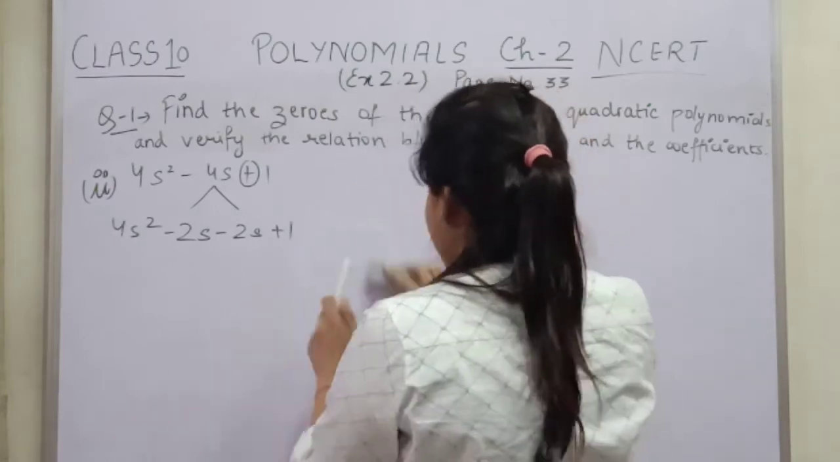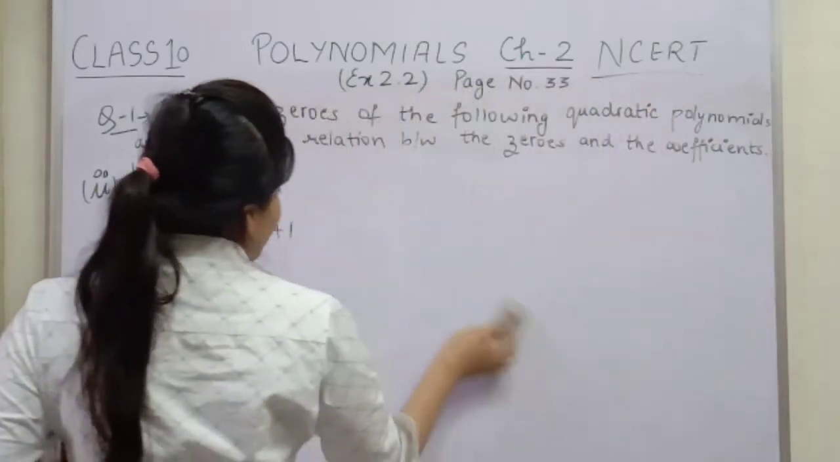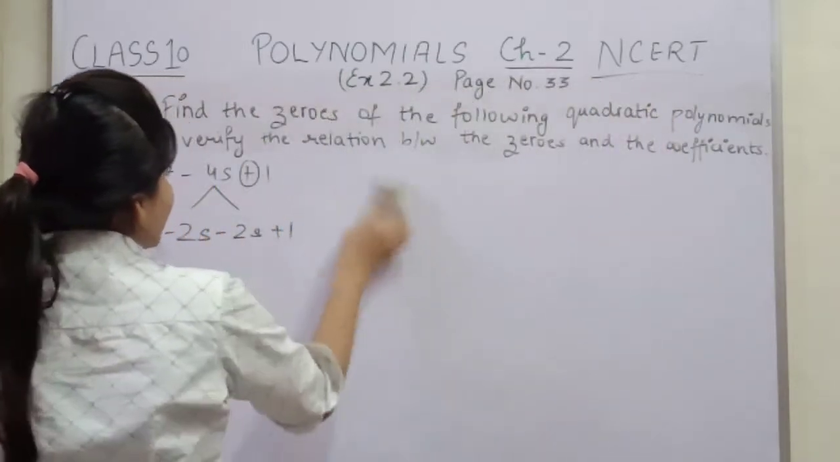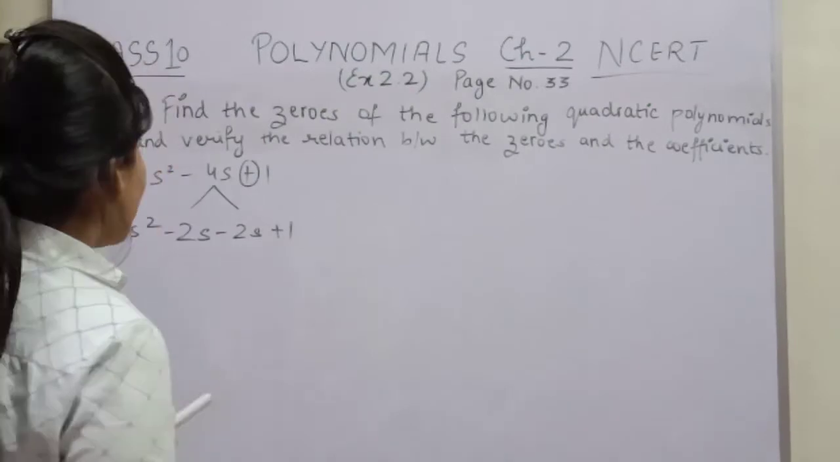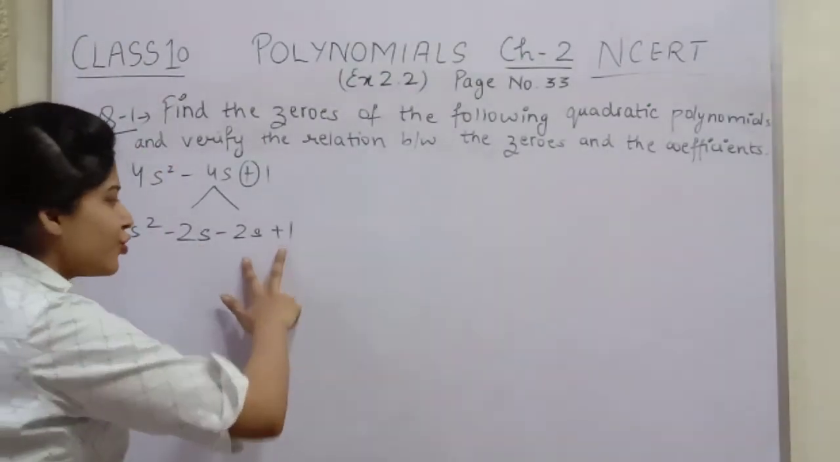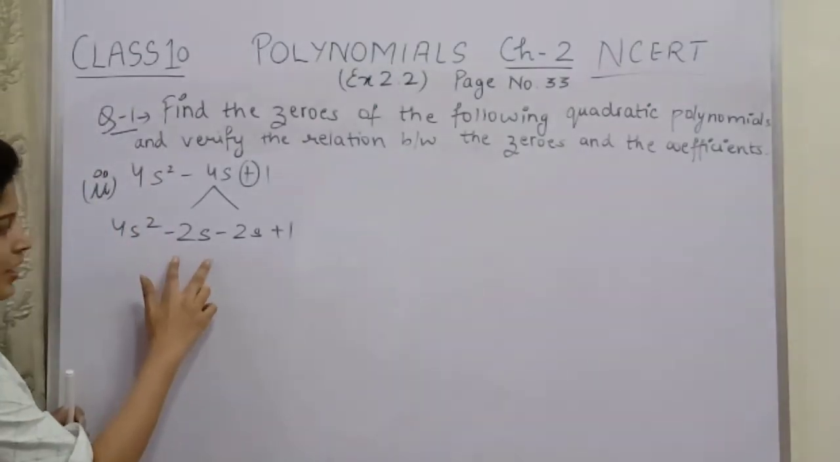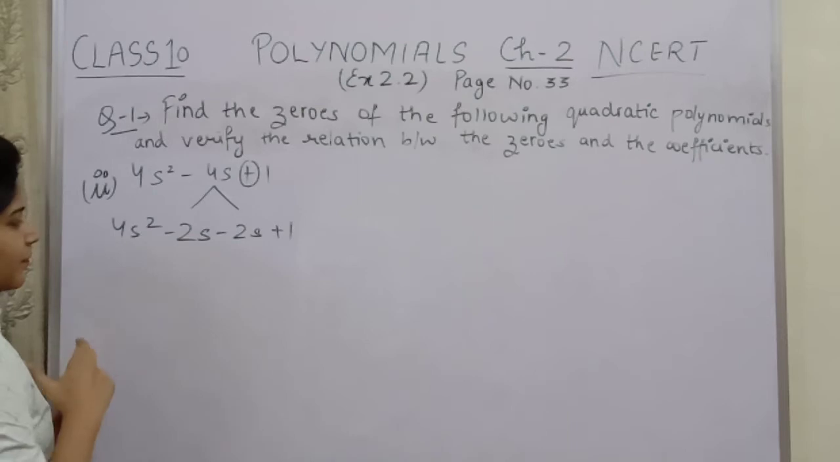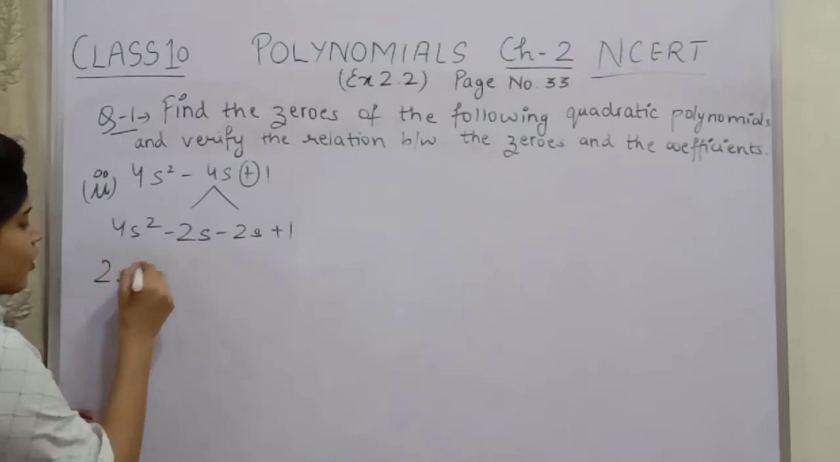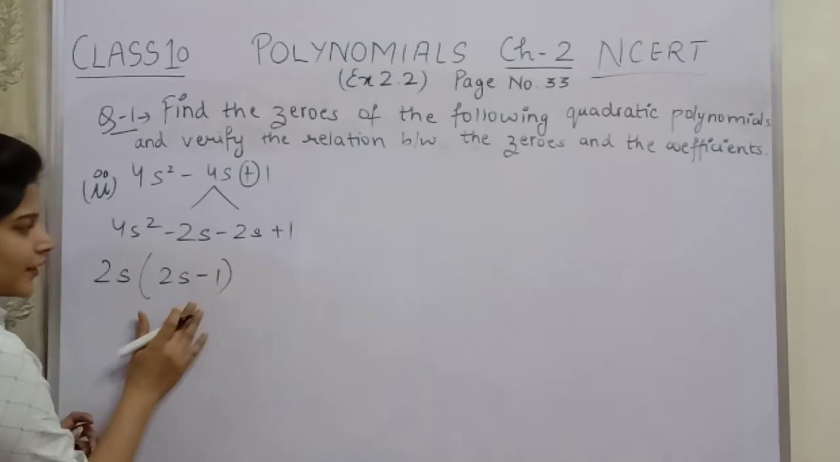Our splitting is done, so we don't need this. Let's rub this and now let's solve this for zeros. Now let's see what zeros we get. So for that, we will take something common from these two, then something common from these two. So from 4s square and 2s, 2s is common. 2s common came out, so here 2s is left, here -1 is left, right?